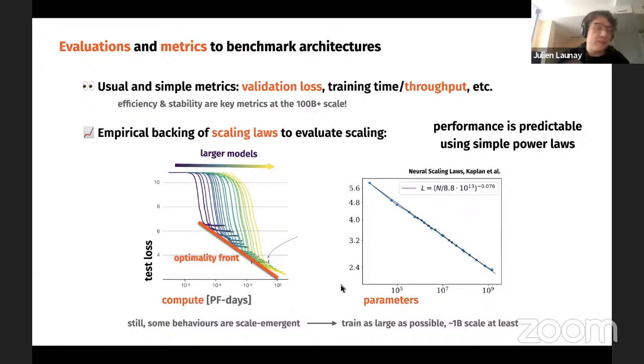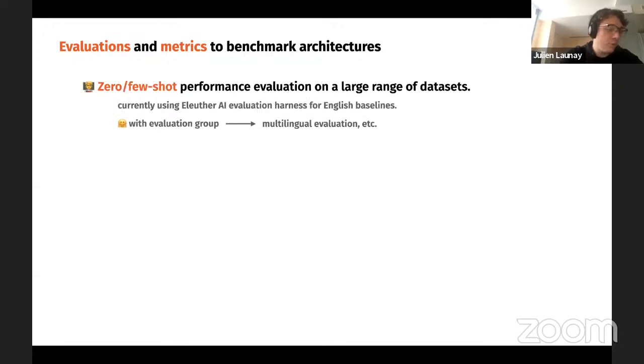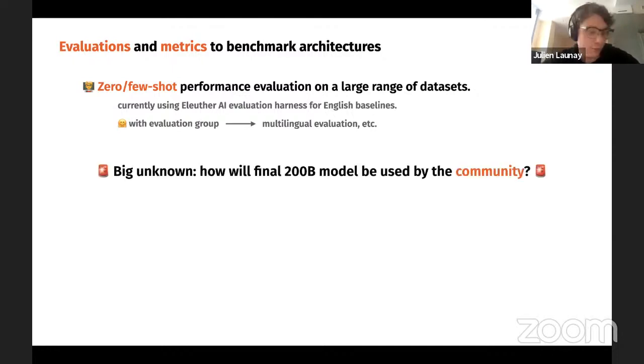What we are doing is training at the 1 billion scale, essentially, for our baseline experiments. Something else we are looking at is zero and few shot performance, because the modeling loss is not everything. The autoregressive loss is not everything. We also want to look at the zero and few shot performance. Currently we are using the EleutherAI evaluation harness for English baselines, but we are working with the evaluation group, especially towards multilingual evaluation, which I will talk a bit about after.